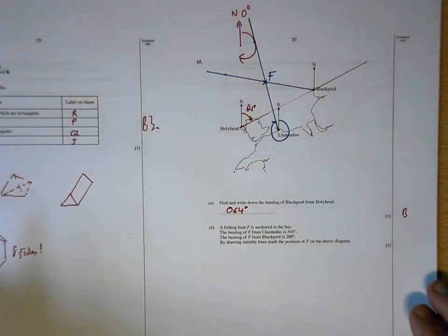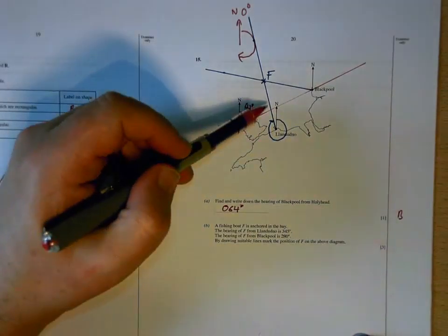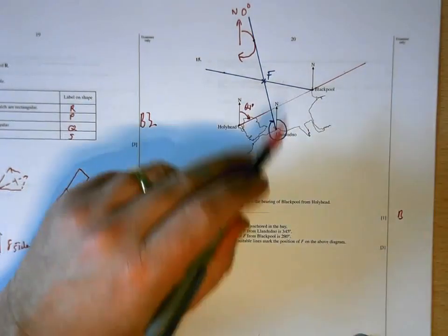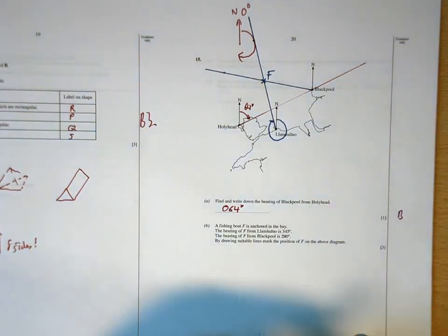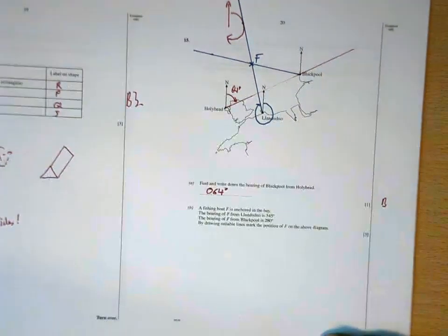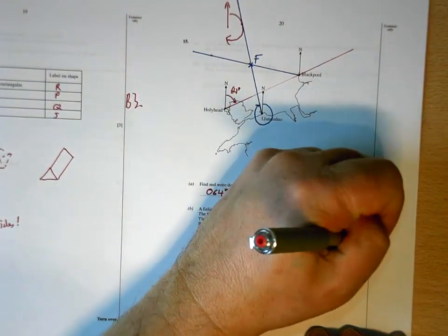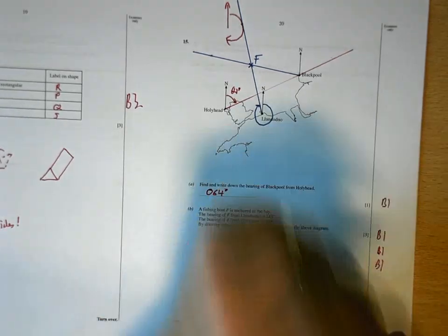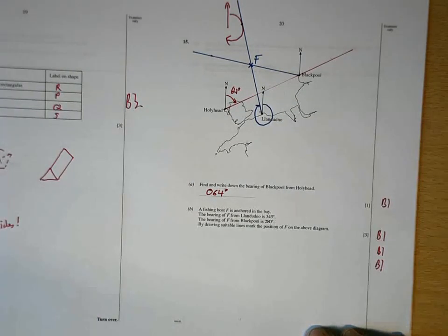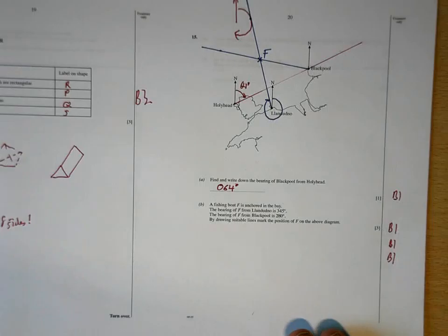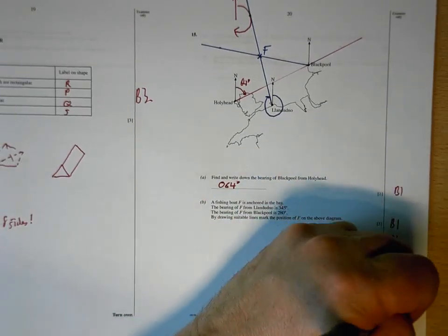Okay, so marks for that, 3 marks. 1 mark for the correct line from Blackpool, 1 mark for the correct line from Llandudno, and 1 mark for showing me where those two cross, which is where the fishing boat is. Total for the page, 7.